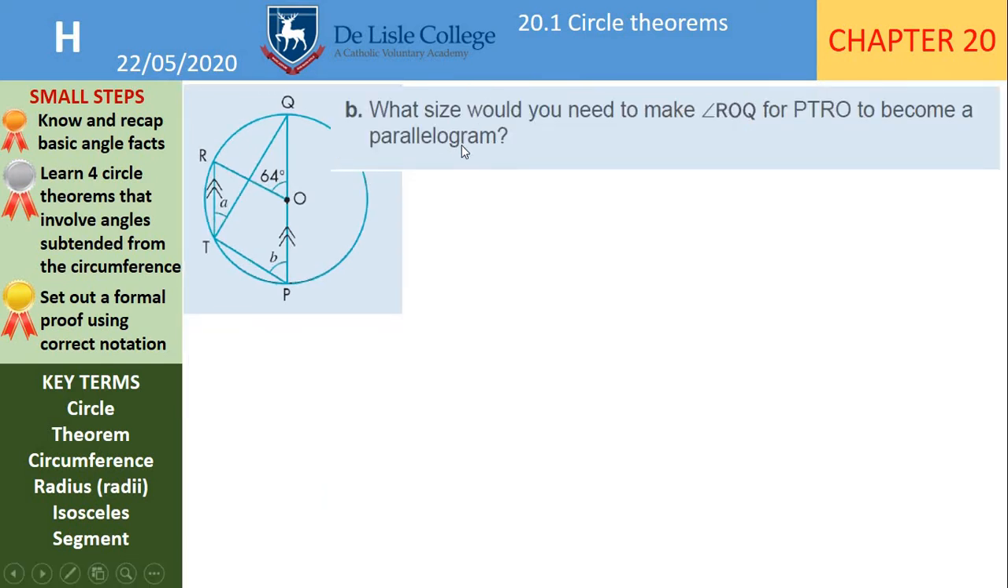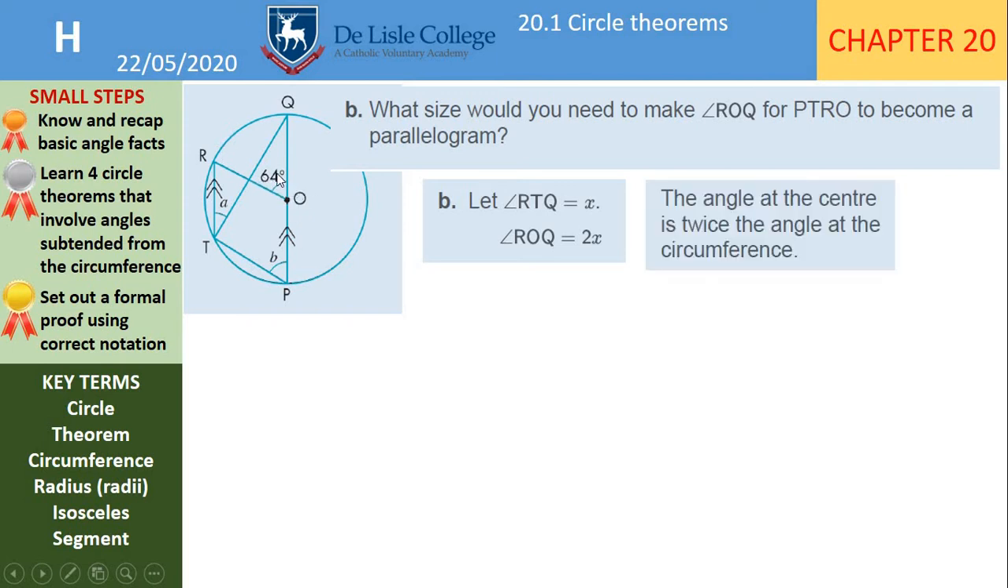Okay, and now the more challenging part. What size would you need to make angle ROQ, so that's the one currently labelled 64, for PTRO to become a parallelogram? If we let RTQ, that's currently labelled A, if we call it X, then ROQ would have to be 2X, due to the fact that it's at the centre and A is at the circumference.